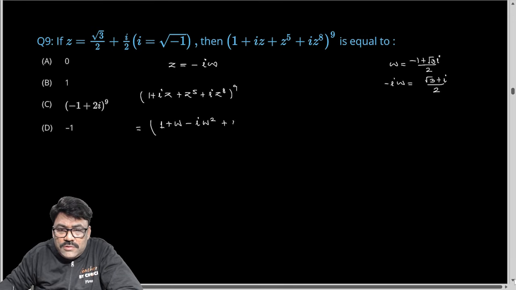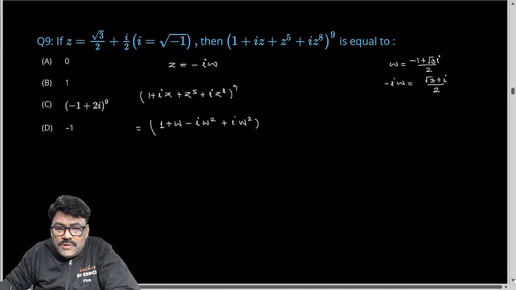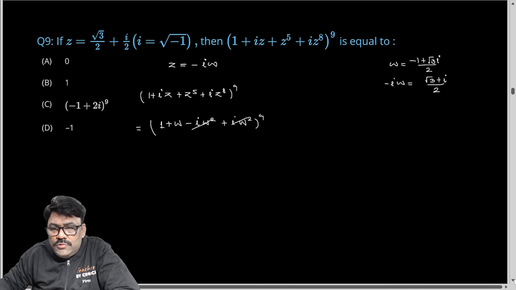Then iota Z raised to 8. So minus iota raised to 8, that is 1. Iota raised to any power of 4 is 1. So iota raised to 8 is 1. Omega raised to 8 is again omega square. Whole raised to 9. So this one and this one disappears. Now you know that 1 plus omega square is 0.